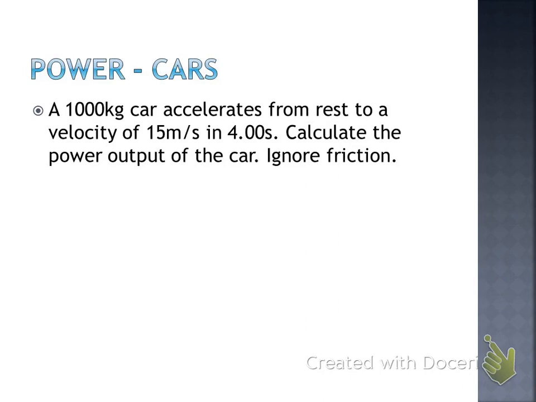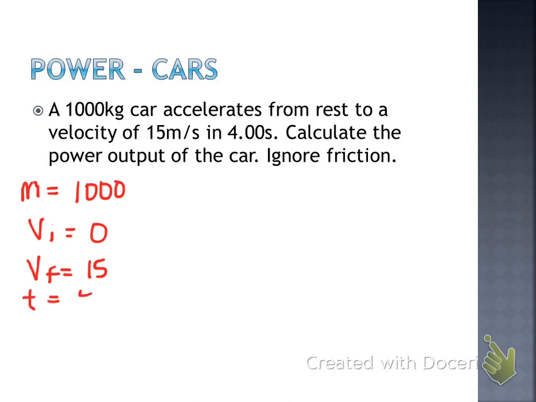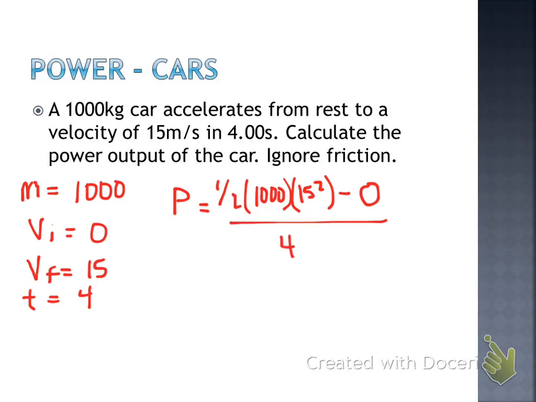Okay, so we have m equal to 1,000. Our initial velocity here is 0. Final velocity is 15, and time is 4. So if I start looking at power and I say 1/2 m v squared, right, that's our final kinetic energy. Our initial kinetic energy, our system was at rest. So do we have any initial kinetic energy? No, right? So you can put the minus 0 or you can drop it. It doesn't make a difference over 4 seconds.